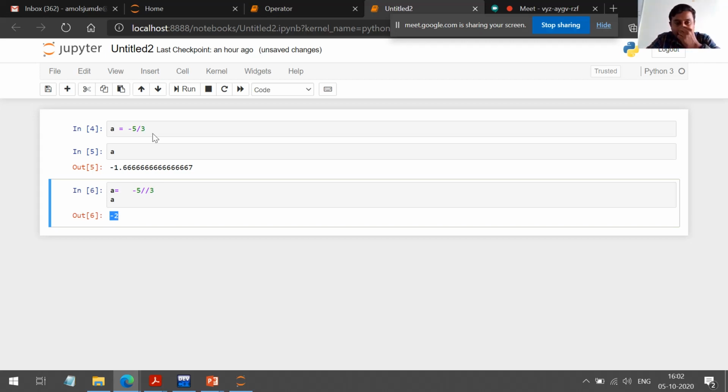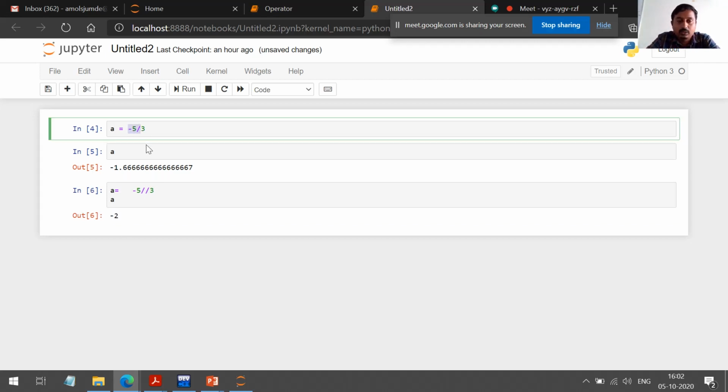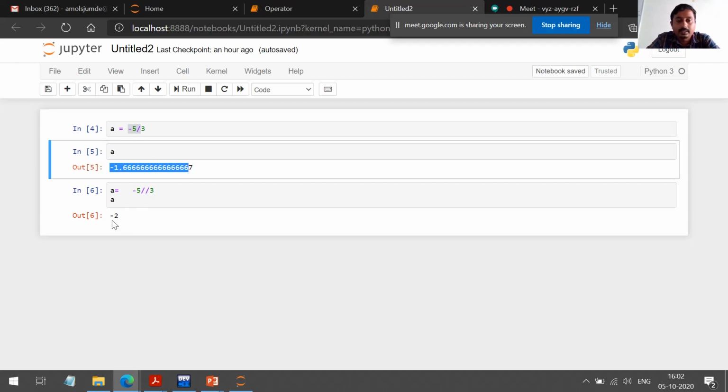Is it clear? You do the normal division, and the result was this one. The floor value of that is minus 2. What is the definition of flooring? It is the highest integer which is less than this value. The highest integer less than this value is minus 2. So this is the result of floor division.